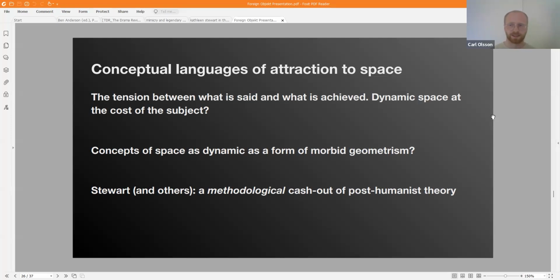A form of morbid geometrism, although it's perhaps better called morbid dynamism, in the humanities and social sciences that might have been otherwise only found in ideas about the hard sciences. It's a naturalistic worldview where there is not such a thing as a subject, a human subject or inquirer, that stands out. And again, this is really a methodology intended to be a methodological cache of post-humanist theory.